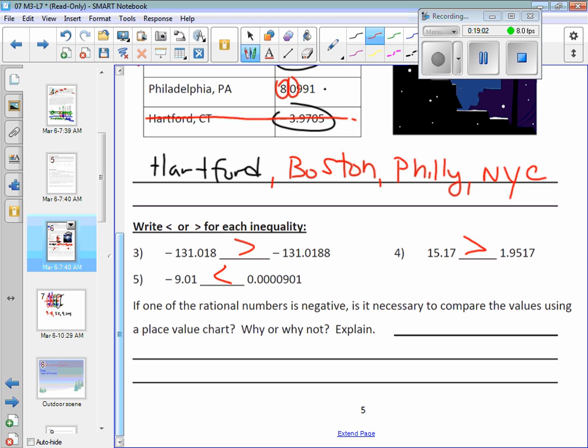And this one I already talked about. If one is negative and one's positive, you don't need the place value chart because positive is always greater than negative. Basically, the answer is no. You don't need a place value chart. And I'm going to give you this in shorthand. Positive is always greater than negative.